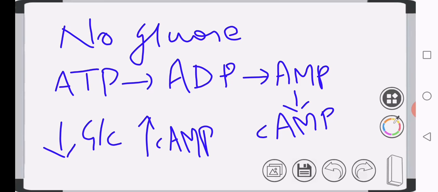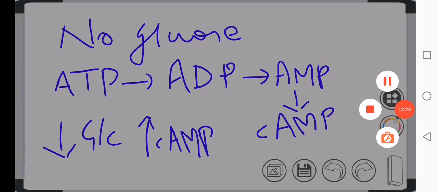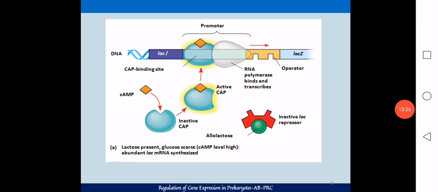So our point is that the cAMP concentration will be high when glucose is less, and this cAMP will activate the CAP. So the CAP once activated can bind onto the promoter site, and this will cause expression of the structural genes of the lac operon, which will break down the lactose into glucose, and there will be release of energy. That means the release of ATP. So again the concentration of cAMP will come down and the concentration of ATP will rise up, and there will be reversal of this process. So this is about the positive regulation in the lac operon.